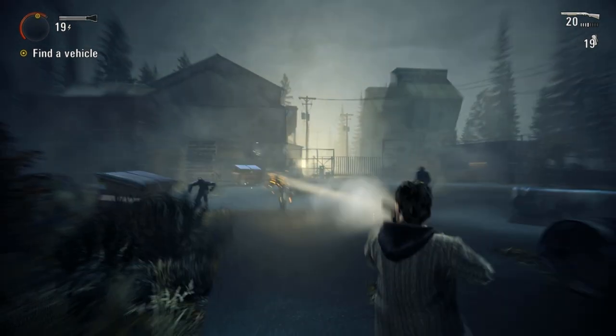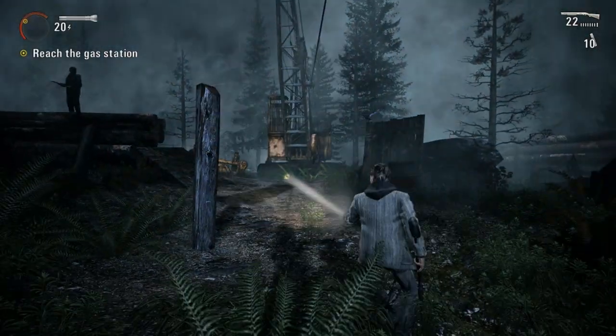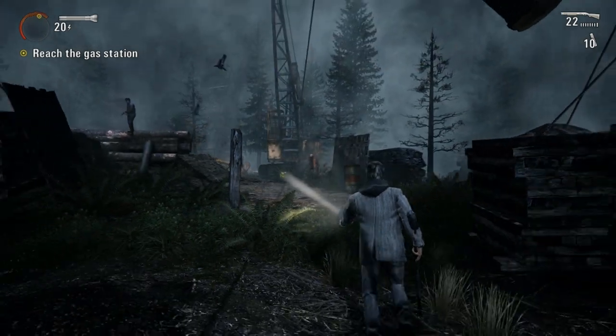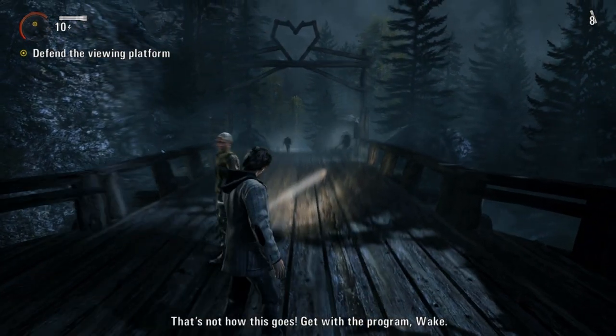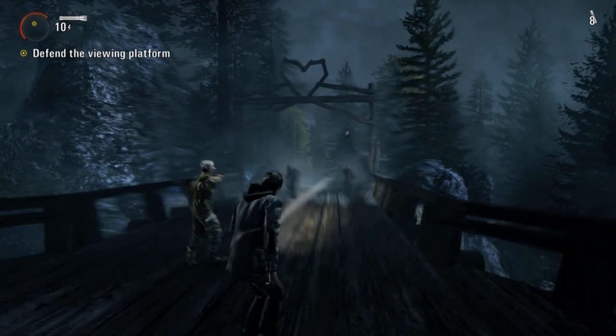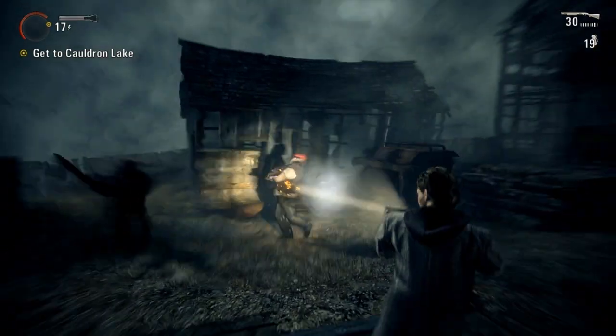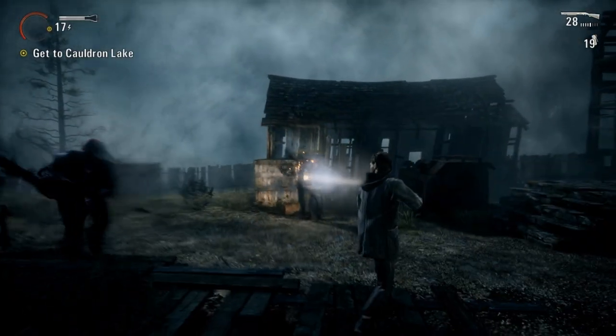This happens a lot in Alan Wake, such as when going to the gas station through the woods and reaching the lumber mill, or when you are with Ben Mott in the woods, or towards the end of the game when you are on your way to Cauldron Lake.